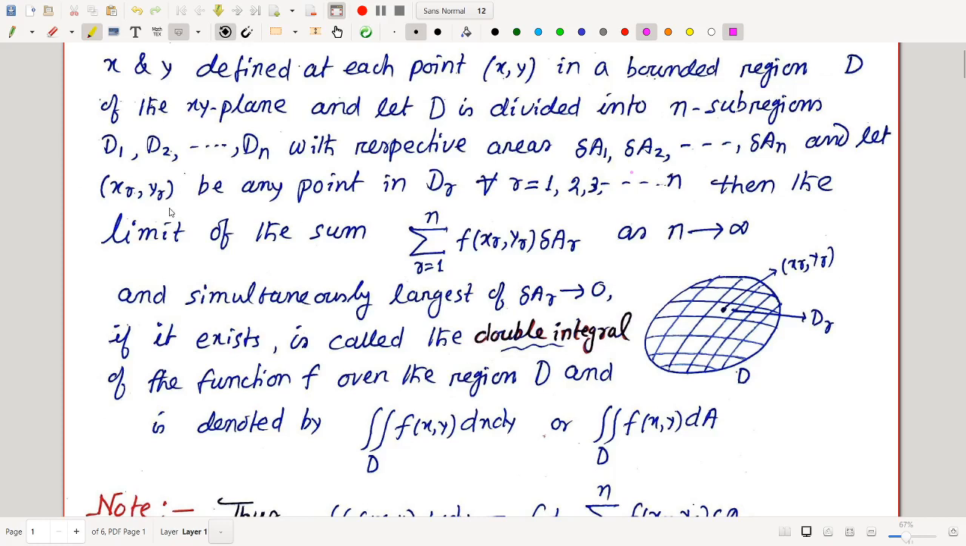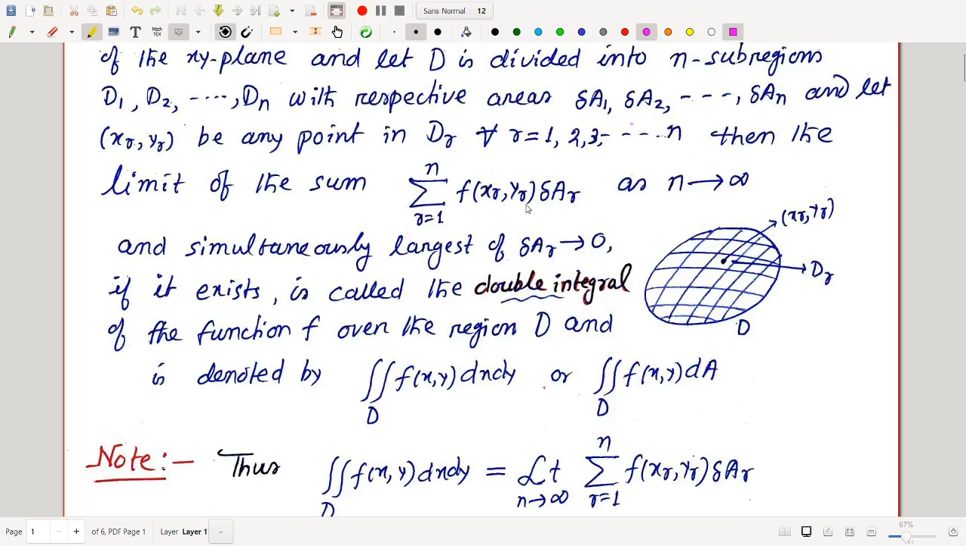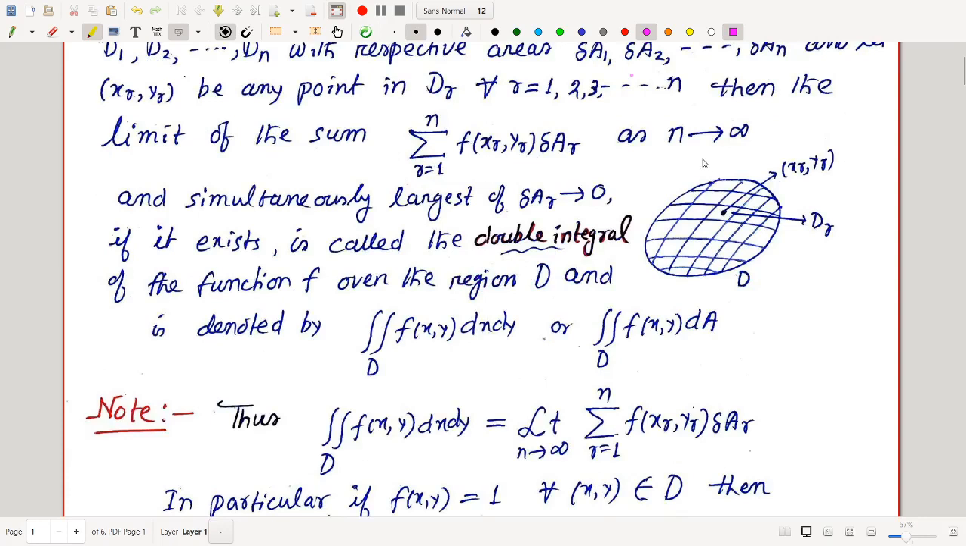That is, we are taking one point from each of the subregions: (x1, y1) from D1, (x2, y2) from D2, (xn, yn) from Dn. Then the limit of the summation of f of (xr, yr) into delta Ar, function value into area of the subregion, summation r from 1 to n, as n tends to infinity, number of subdivisions tends to infinity, and simultaneously largest of delta Ar tends to 0, means every division is very small, area of every division tends to 0. If the largest one tends to 0, everyone will tend to 0.